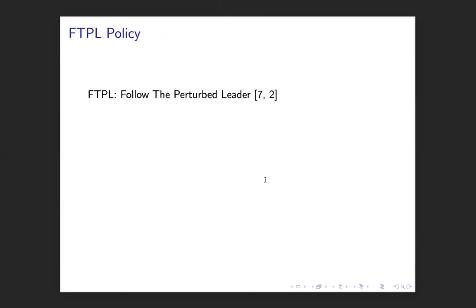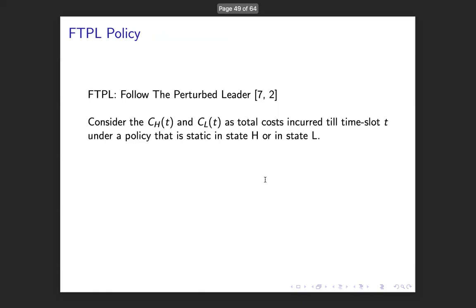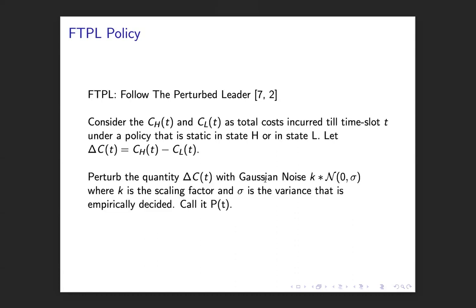The FTPL policy, follow the perturbed leader, is defined as follows. We consider total costs incurred in state H or state L until time slot T for a policy that is static in state H or state L. Now we compare the policies and observe the perturbed quantity delta C, and we add Gaussian noise to it and compare which of the policies incurs a greater cost.